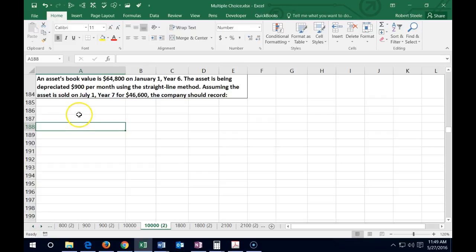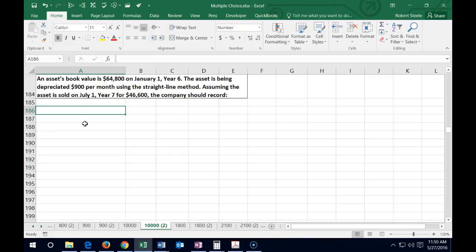Next one says that an asset's book value is $64,800 on January 1st, year 6. The asset is being depreciated $900 per month using the straight line cost method. Assuming the asset is sold on July 1st, year 7, for $46,600, the company should record what? Now, I'm going to think about this in terms of a journal entry, and I'll record what we have.